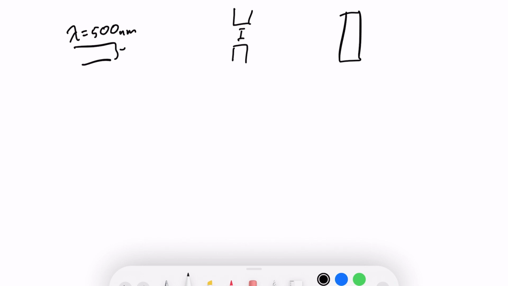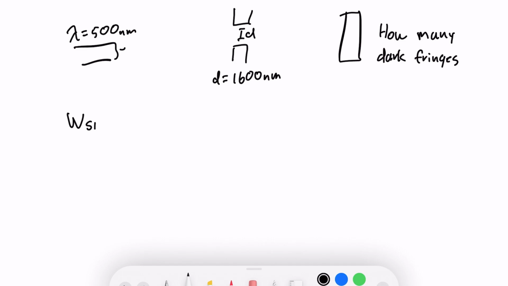Now let's say that the single slit, the width of it is 1600 nanometers. Okay, and it will ask how many dark fringes are there. In that case, we would just look in the equation sheet and we would quickly find that there is an equation specifically for this that says W sine theta equals m times wavelength. And in this case, we are looking for the m, because the m correlates to the order.